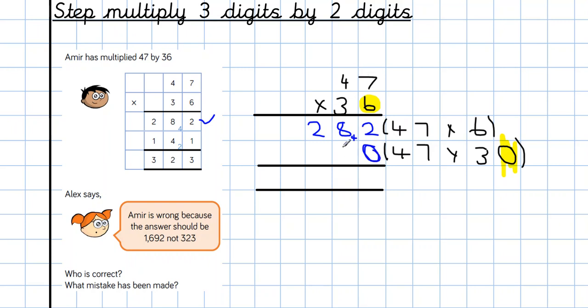3 times 7 is 21. I think I can see his mistake. 3 times 4 is 12. Add the 2 is 14. You can see he's made his mistake here, hasn't he? He hasn't put his 0 in to make the number 10 times bigger. When I add it up, let's see whether Alex is right. She is. It was Alex who was correct.